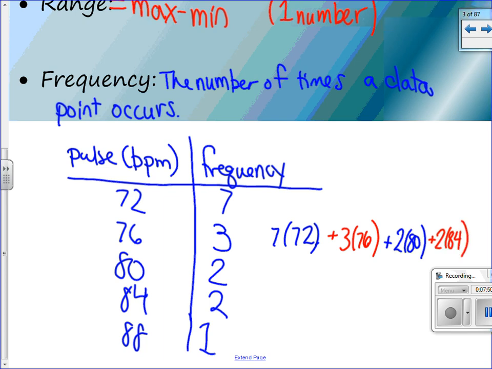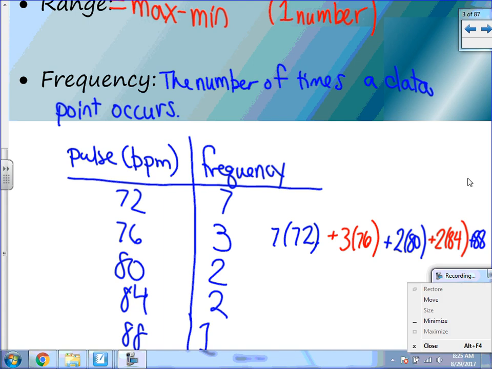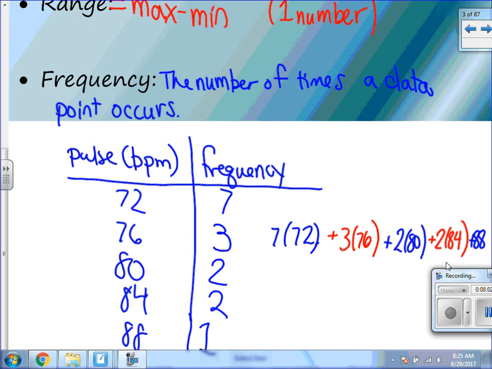And then lastly, we had 1 person with a pulse of 88, so you could write 1 times 88 or just 88. So that would account for everyone, because this accounts for 7 people in the room, this accounts for 3 people in the room, 2 more people, 2 more people, and then 1 person. So this would be the sum of everybody's pulses.